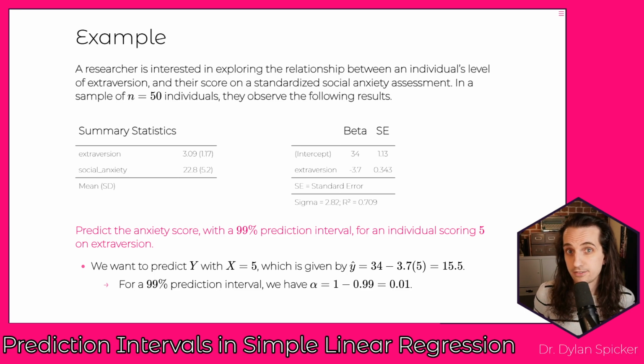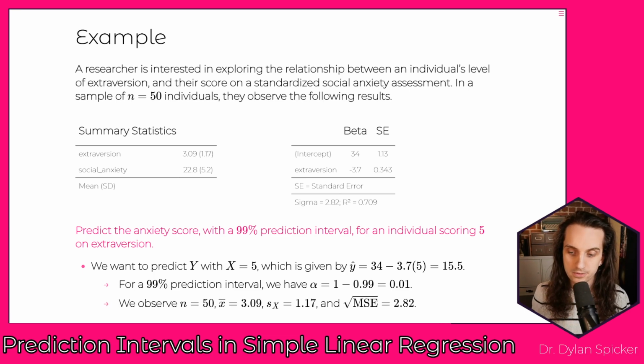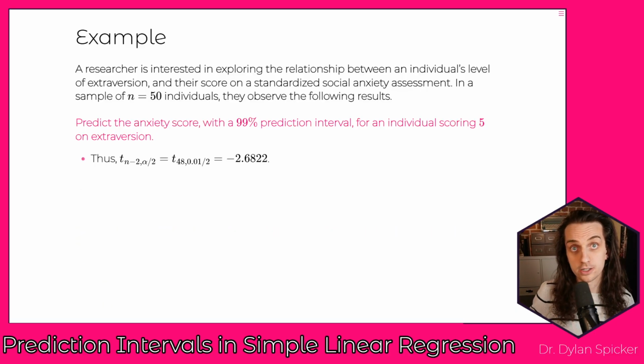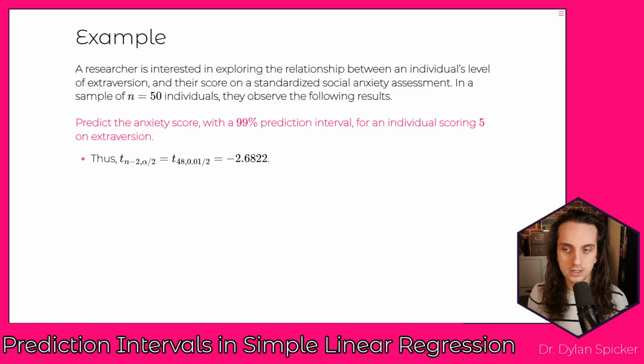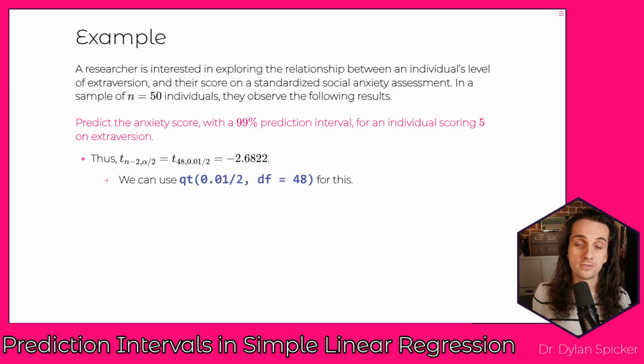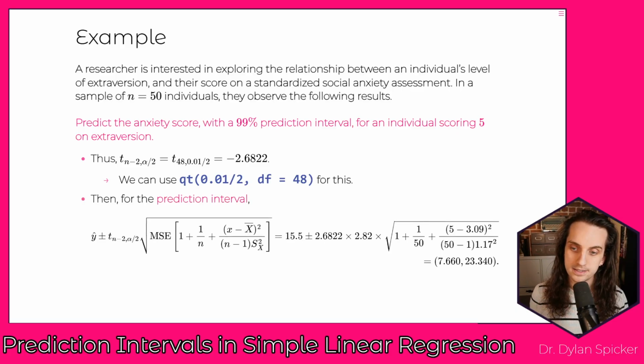For the 99% prediction interval, we have alpha equal to 0.01. We're observing n equal to 50, x bar is 3.09, the standard deviation of x is 1.17, and the square root of MSE is 2.82. That's all of the information that we need to extract here. So we get our critical value. The critical value is coming from the Tn-2, so the T48 distribution, and we need 0.01 divided by 2. That's going to give us 2.6822. This is coming from qt of 0.01 over 2 with degrees of freedom equal to 48. Okay, if we want our prediction interval, we plug into our formula here.